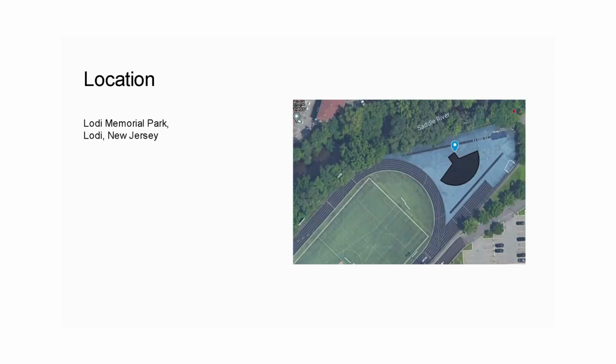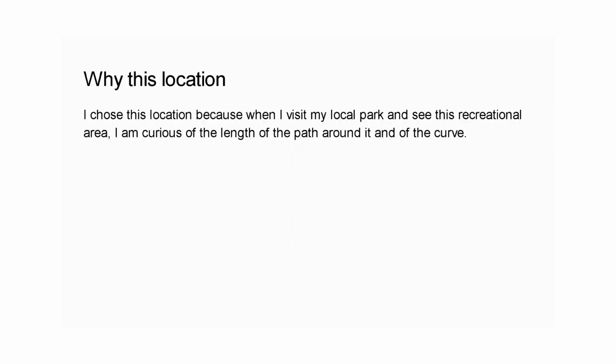For my location, I'm in Lodi Memorial Park, Lodi, New Jersey. Why I chose this location? I chose this location because when I visit my local park and see this recreational area, I'm curious of the length of the path around it and of the curve.